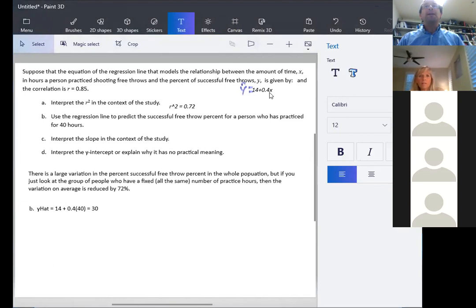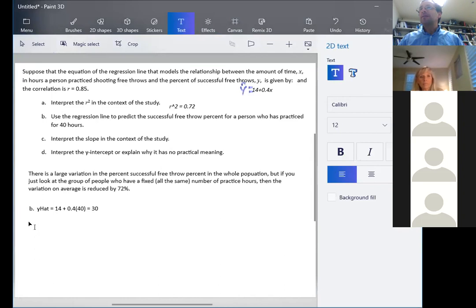Y equals mx plus b. But I want to warn you, in statistics we don't call it mx plus b, we call it a plus bx. Just to confuse you, just kidding. That's what the calculator does, so I better do it that way too. There is a reason, but it's too hard to explain. So we know that the slope is 0.4.